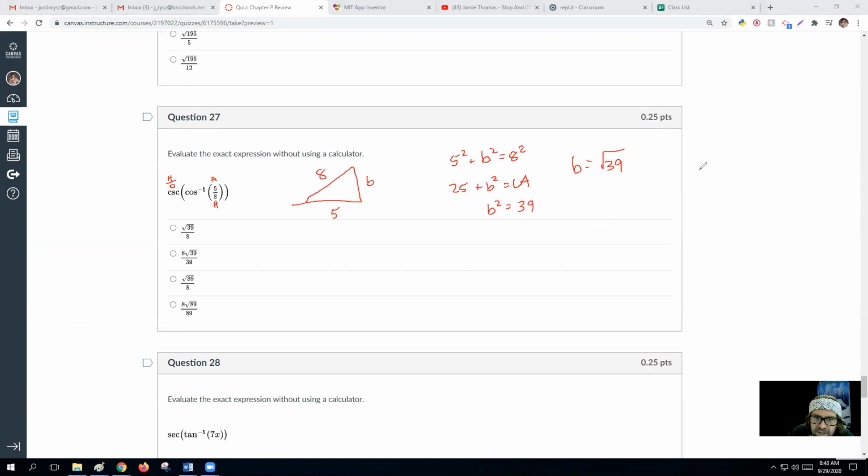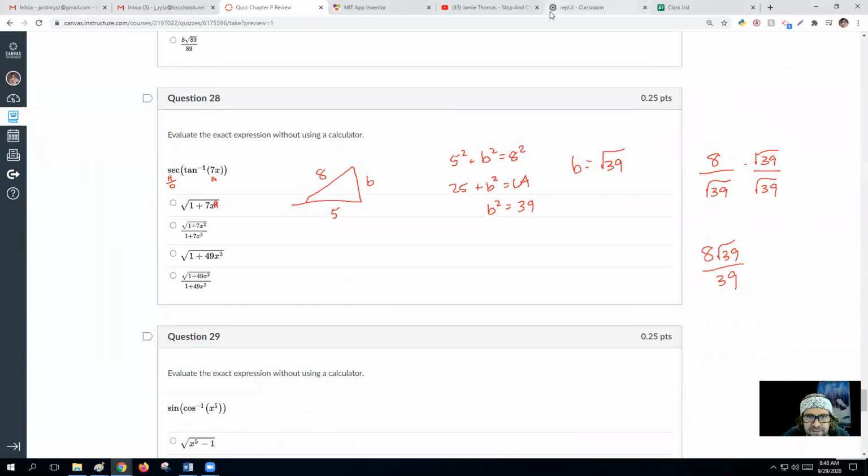So the cosecant would be the hypotenuse, 8, divided by the opposite, radical 39. Now that's not the right way to do that. We should write that by multiplying by radical 39 over radical 39, which just comes out to be 8 radical 39 over positive 39. And that does not reduce. And there's our answer right there.